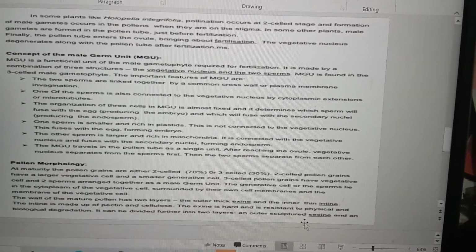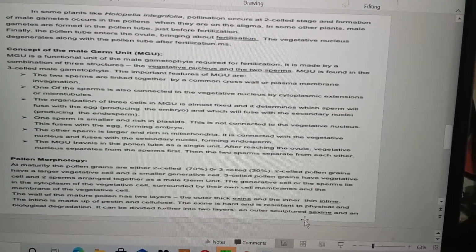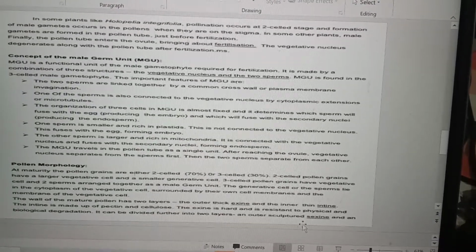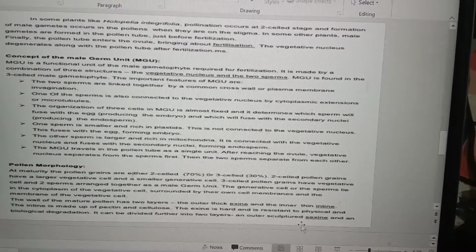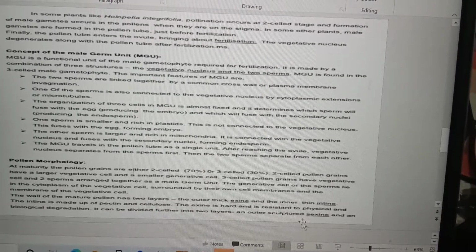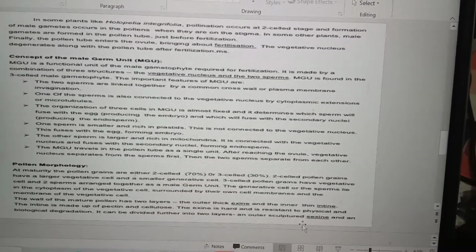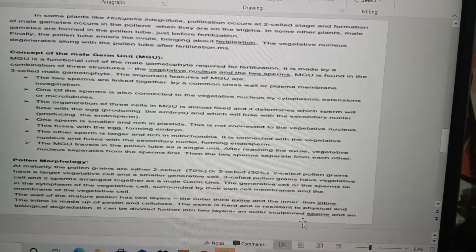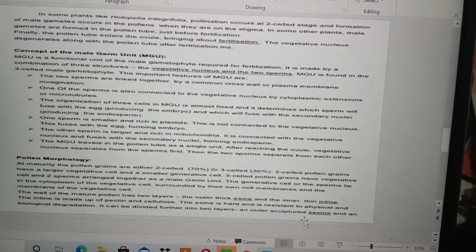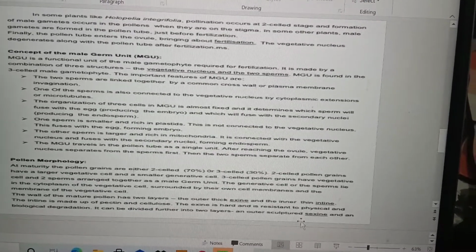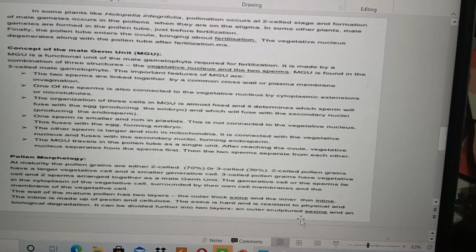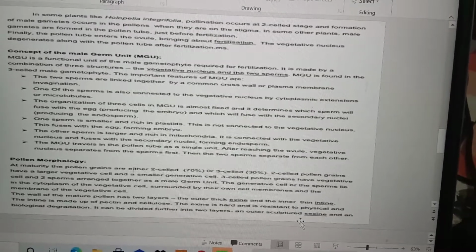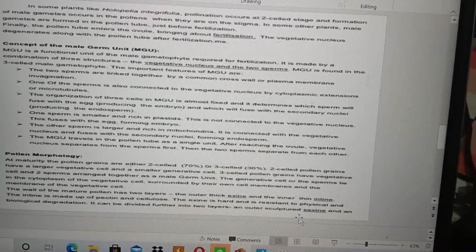The one which is rich in plastids combines with the egg, leading to the formation of the zygote and further the formation of the embryo. The other sperm is larger and rich in mitochondria, and it is connected with the vegetative nucleus. It fuses with the secondary nucleus, forming the endosperm. The secondary nucleus is present in the center of the embryo sac. The male germ unit travels in the pollen tube as a single unit, and after reaching the ovule, the vegetative nucleus separates from the sperms first, then the two sperms separate from each other.